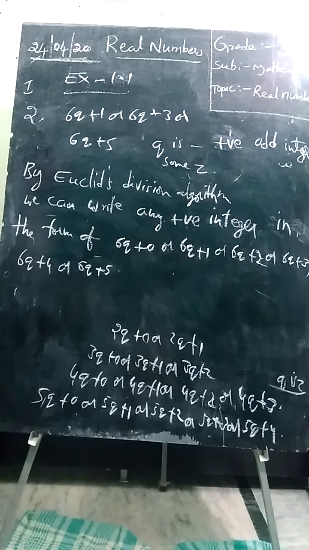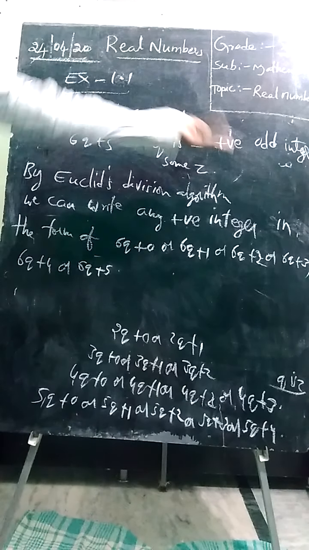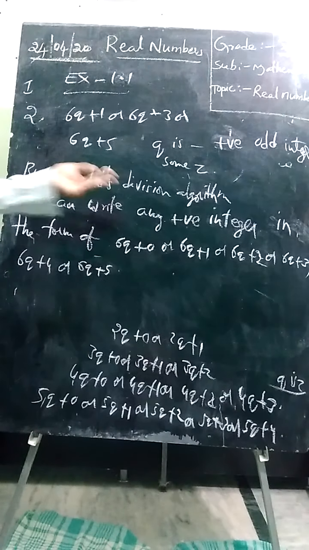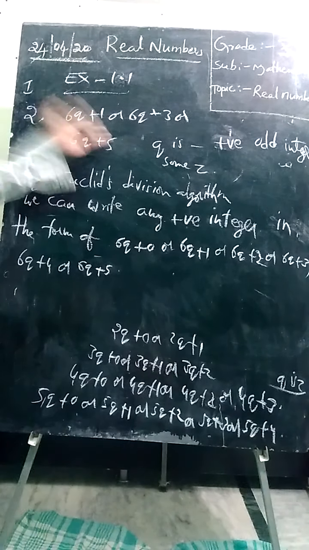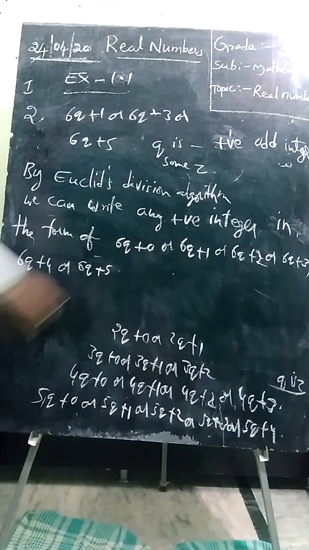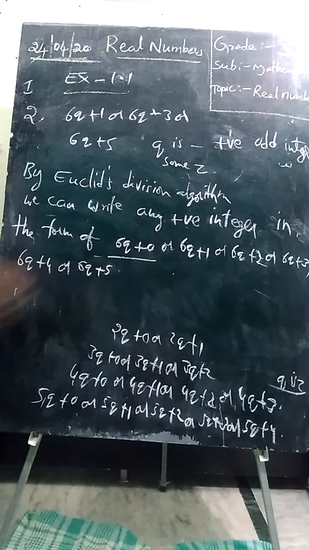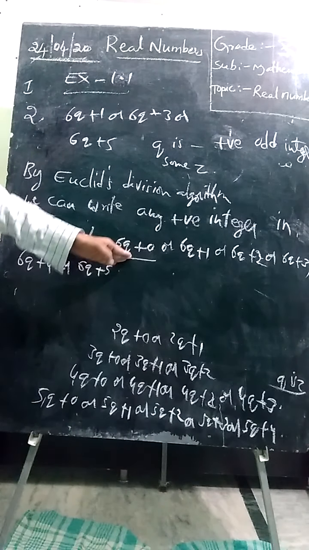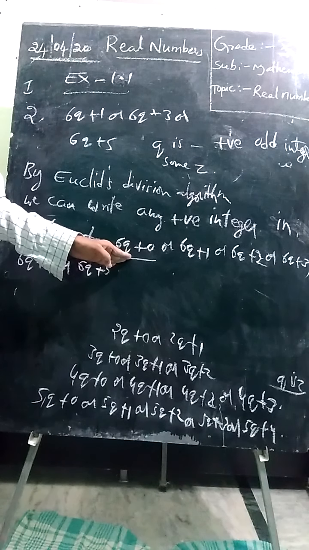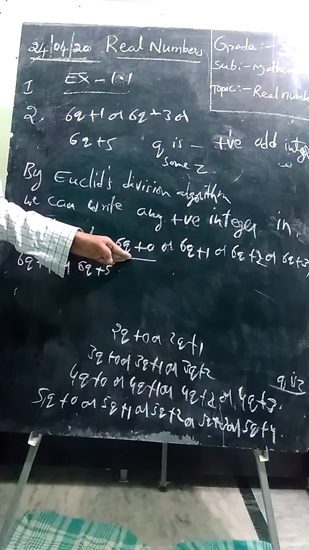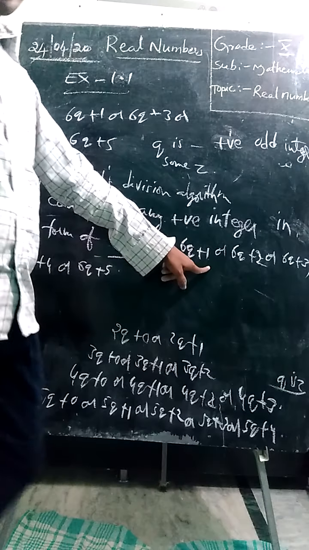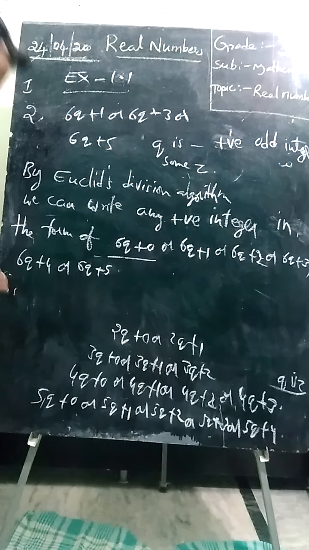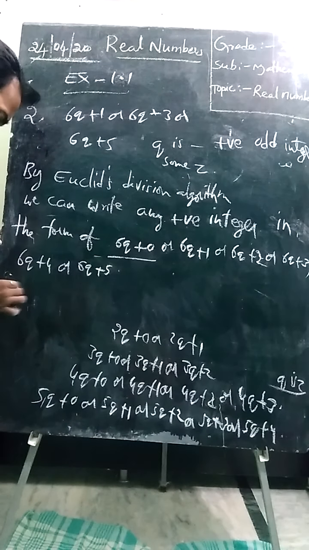What is the meaning of odd integer? When we divide by 2, when the remainder is 1, then it is an odd number. Here, if you observe 6q, multiply 6 by any integer in place of q, 1, 2, 3, 4, whatever you take, you will always get an even number. So when even plus odd, only then it becomes an odd number.